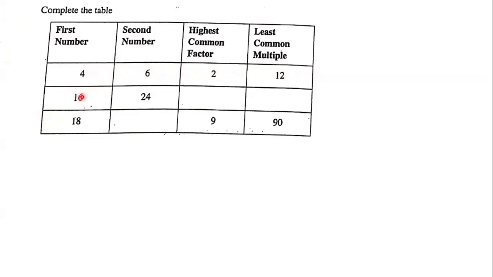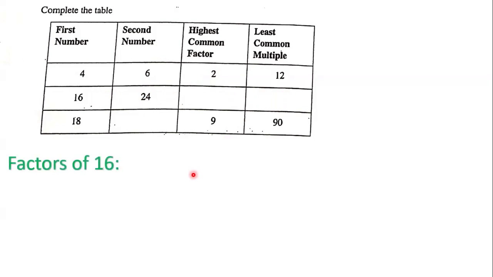We have the first number is 16 and the second number is 24, but we do not have the highest common factor, and we do not have the least common multiple. So what we have to find is the highest common factor of 16 and 24, and then the lowest common multiple, or the least common multiple, of 16 and 24. And so let's do that.